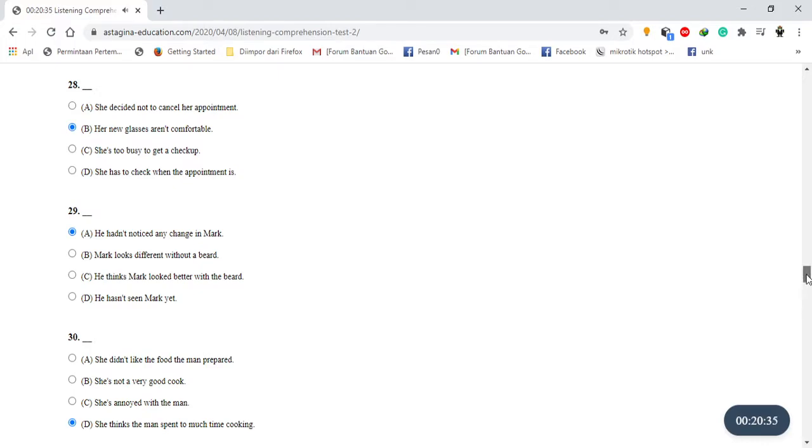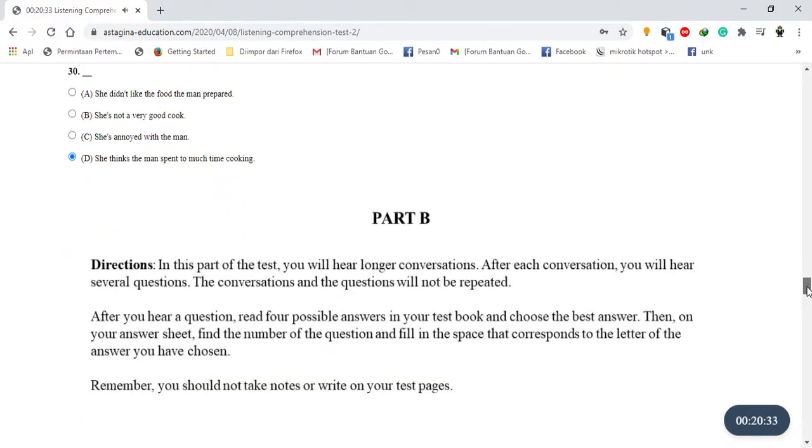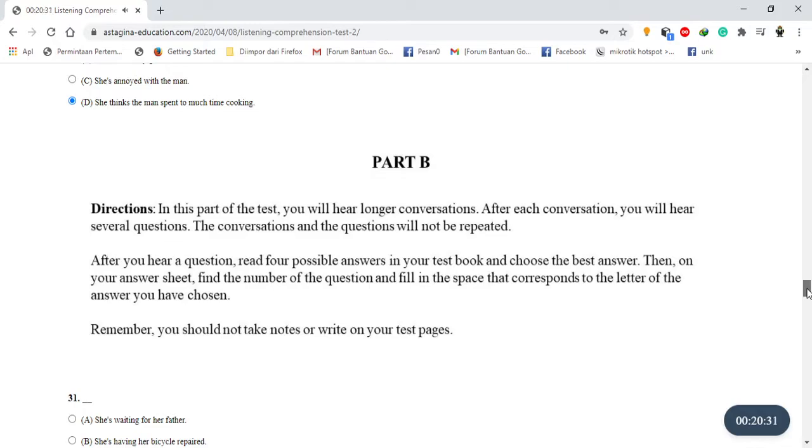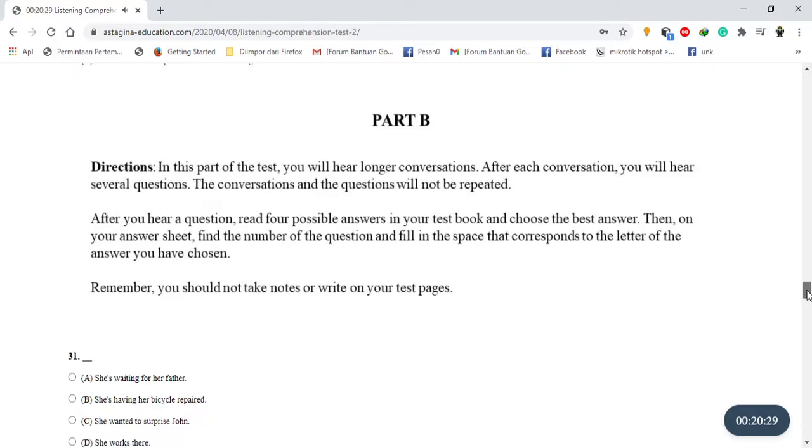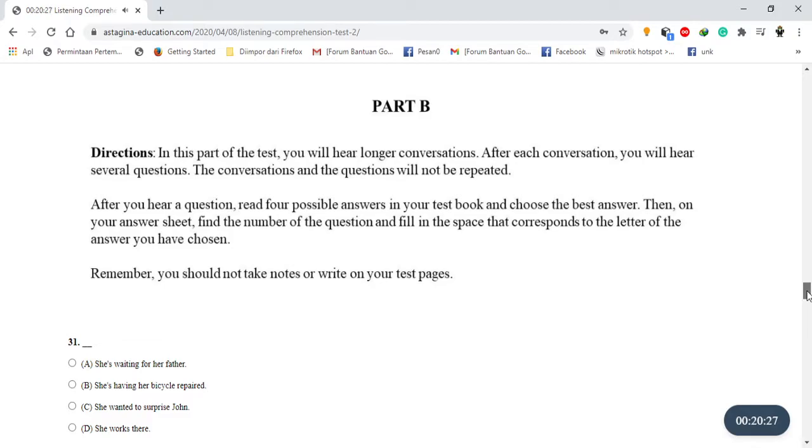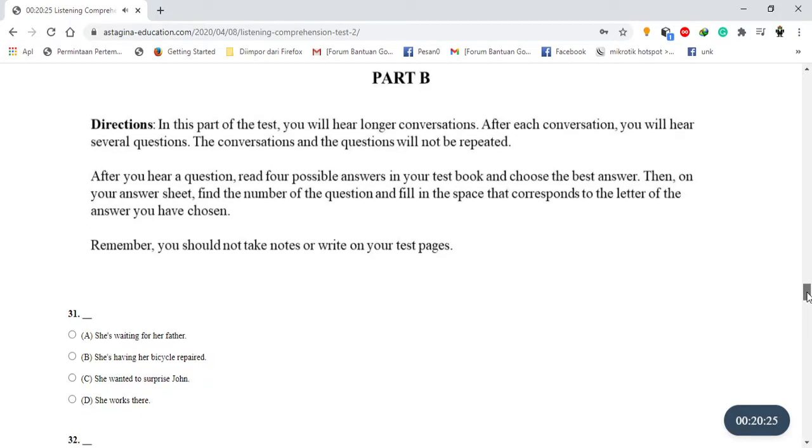This is the end of Part A. Go on to the next page. Now read along as the directions for Part B are being read.